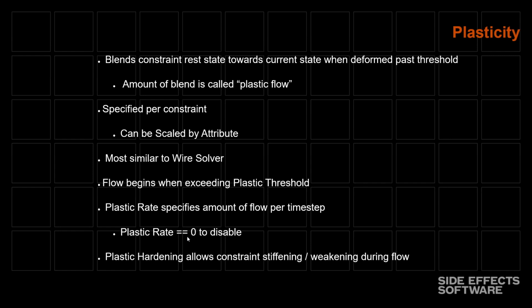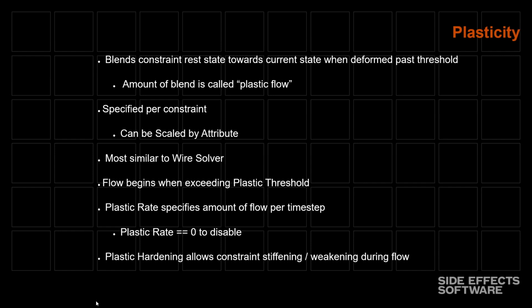So if it's a rest angle of 0 and it's bent past, say, 5 degrees, it'll start blending that rest angle away from 0. So it might end up at, say, 2.5 or something. So once the collision object or the wind has passed by, when the hair returns to its rest state, that rest state will no longer be straight. It will be bent. And so it'll actually look like the collision object has caused a permanent deformation in the geometry. The amount of that blending is called plastic flow, at least in Vellum. It's specified per constraint, so all these thresholds and the different plasticity parameters are specified on a per constraint basis. And each one of those parameters can be scaled by a point attribute.